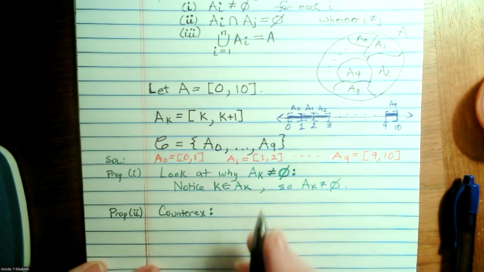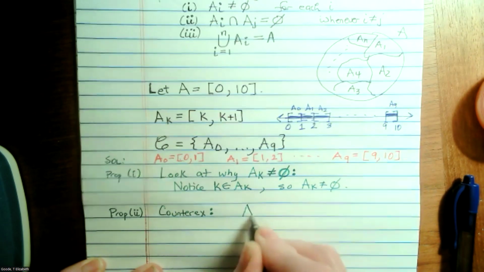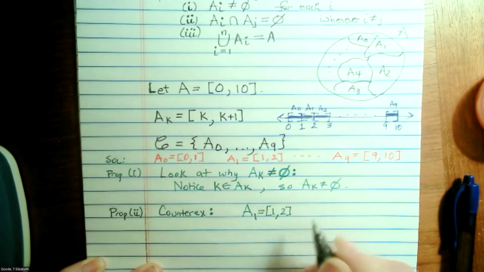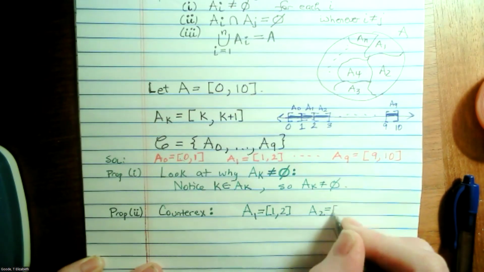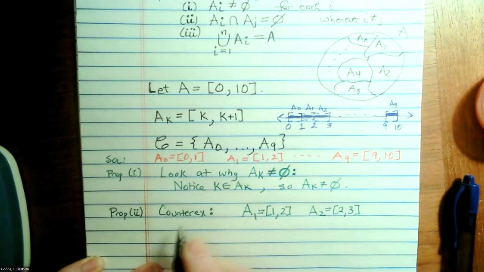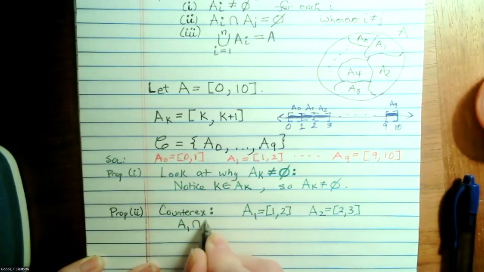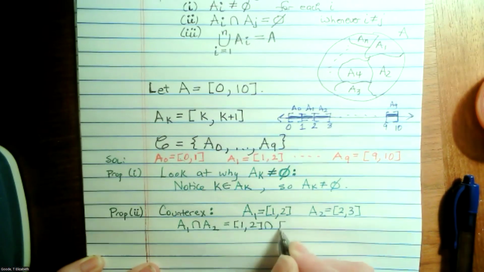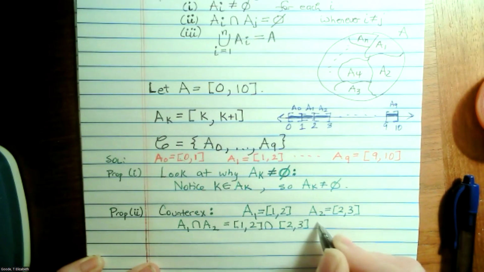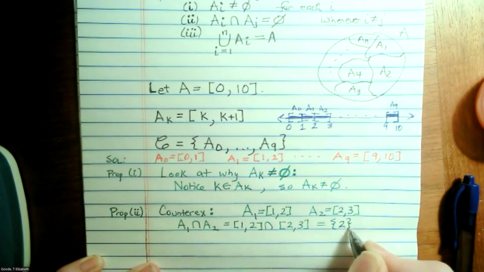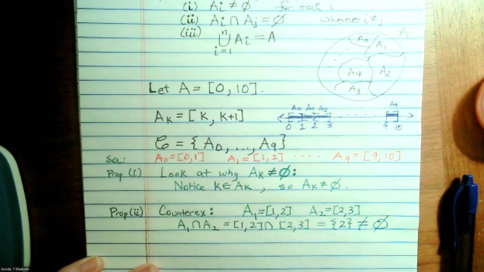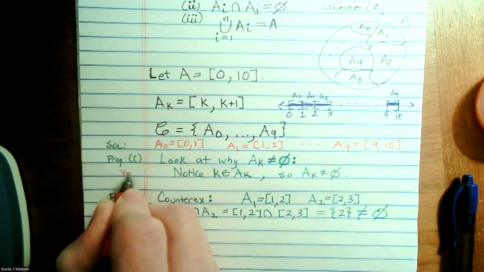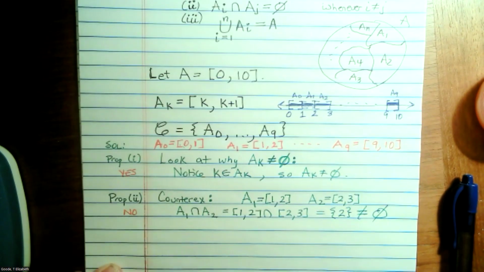1 to 2 and 2 to 3. Okay, so A sub 1, which is square bracket 1 to 2, A sub 2 starts square bracket 2 and goes to 3. And if we intersect those, what do we actually see that they have in common? 2. Yeah, they have one single little element, but that's enough to make that intersection not empty. So yes, property one was good, but nope, property two failed.